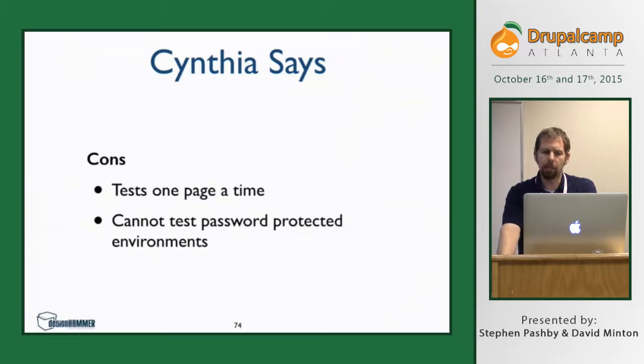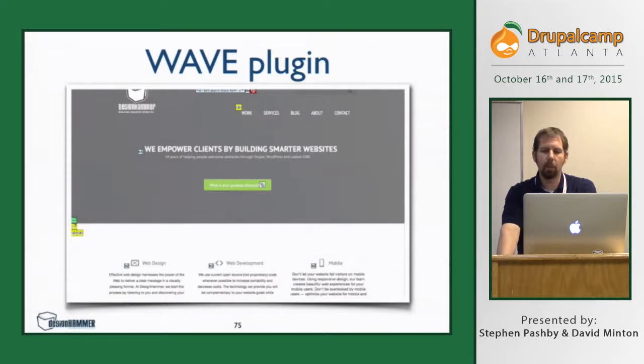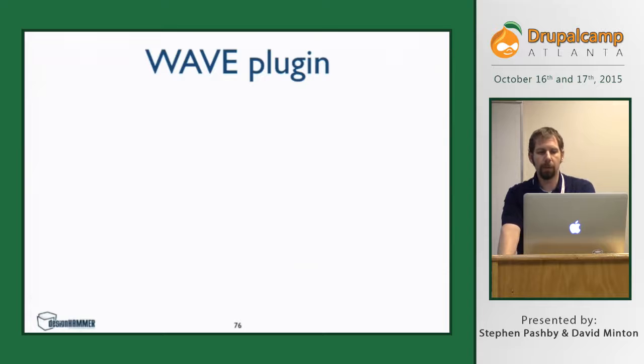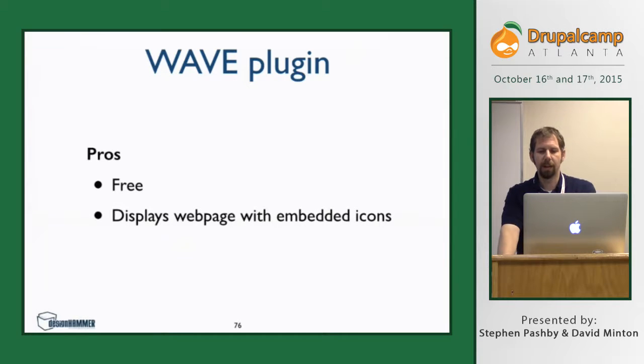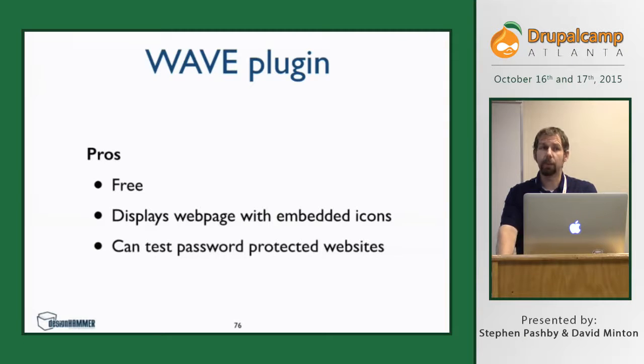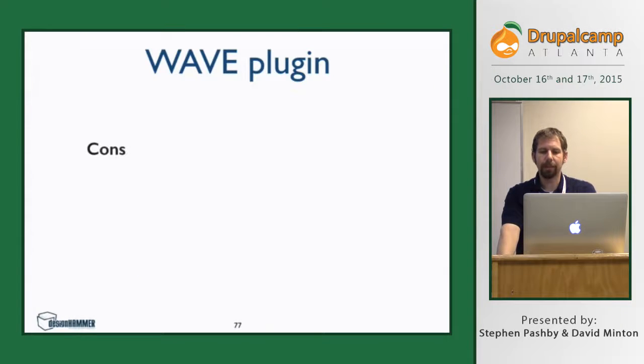So another one we can look at is the Wave plugin. Here's an example of this, and you see it shows you a nice overlay of the screen with little icons indicating here's a warning or here's something that fails. Some pros to the Wave plugin: it's free, so that's nice. You can play with it. It displays the web page with embedded icons and can test password protected sites because you're able to interact with the website, you can enter the password and navigate normally. Some cons, again, it only tests one page at a time.